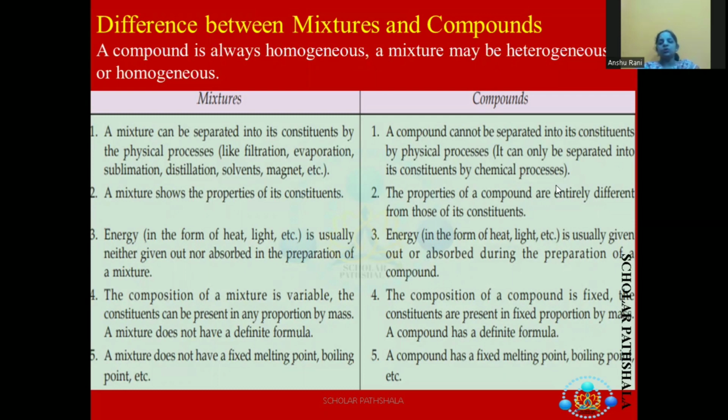In mixture, you can add up the elements or compounds in any ratio, but for making compound, we need a fixed ratio of constituents. In mixture, there is no fixed melting or boiling point. It just depends upon the ratio of the constituents. But in compounds, you are getting a fixed melting and boiling point as something new with entirely new chemical properties is formed.